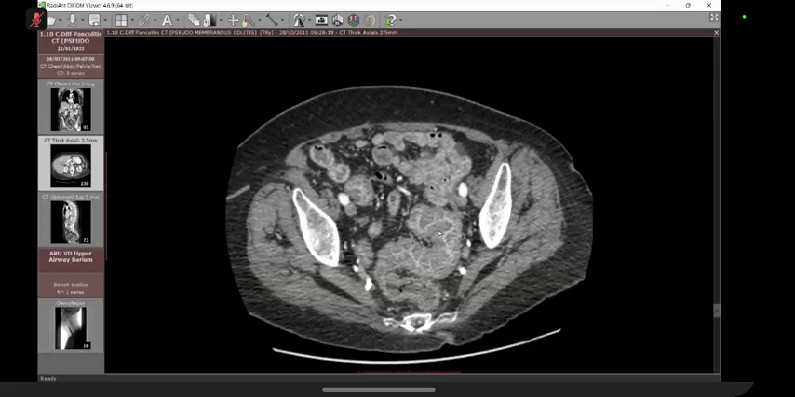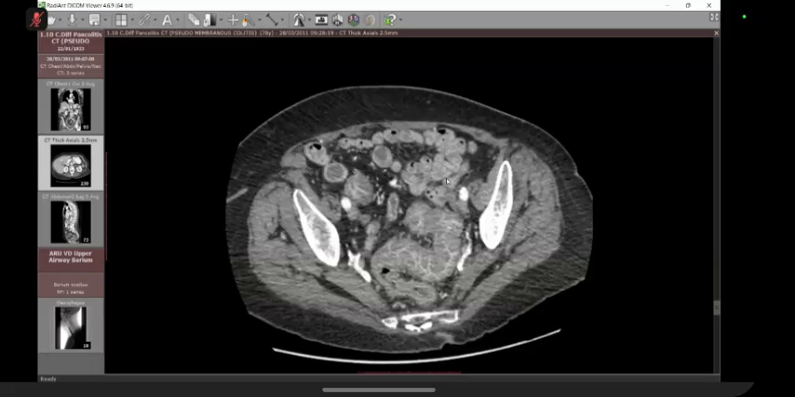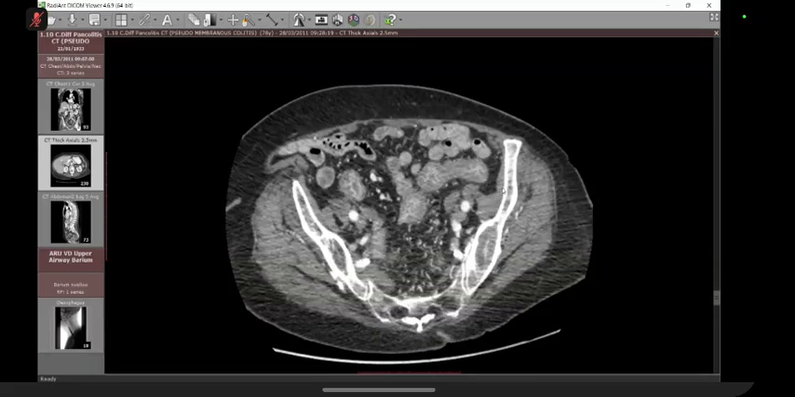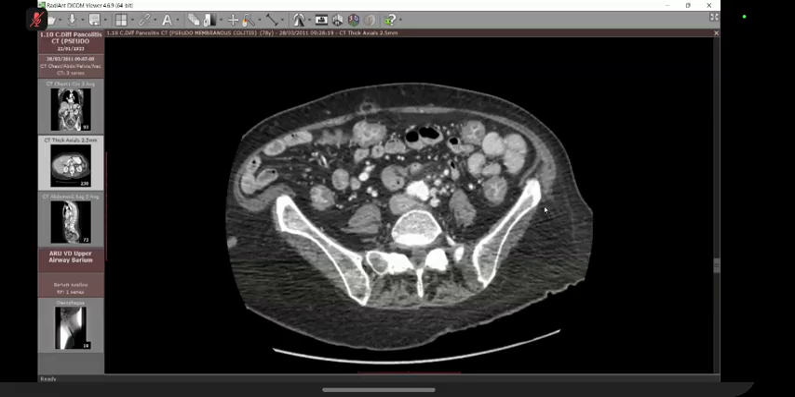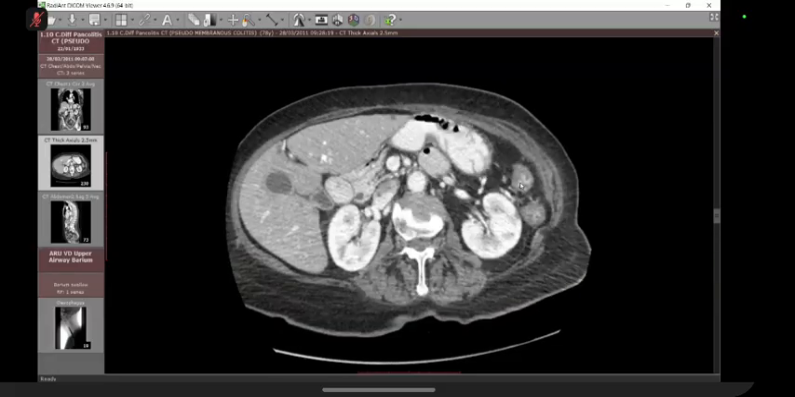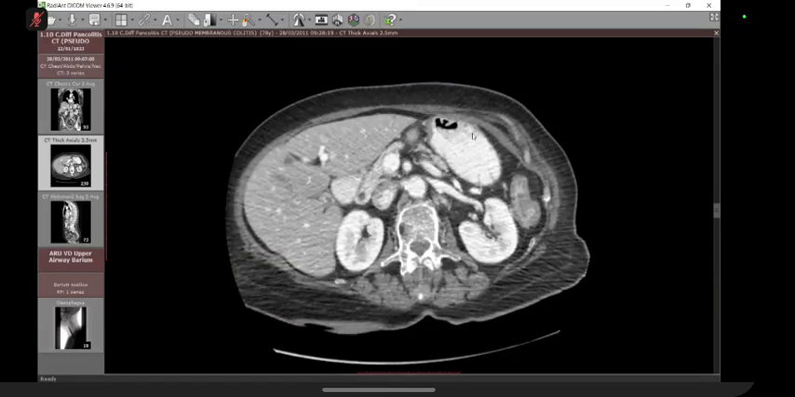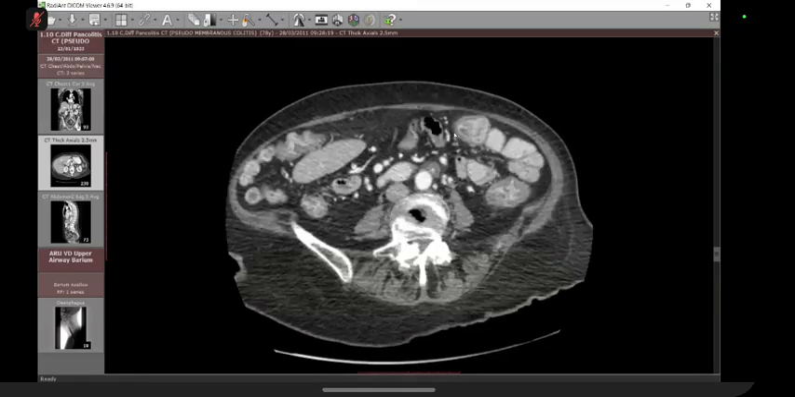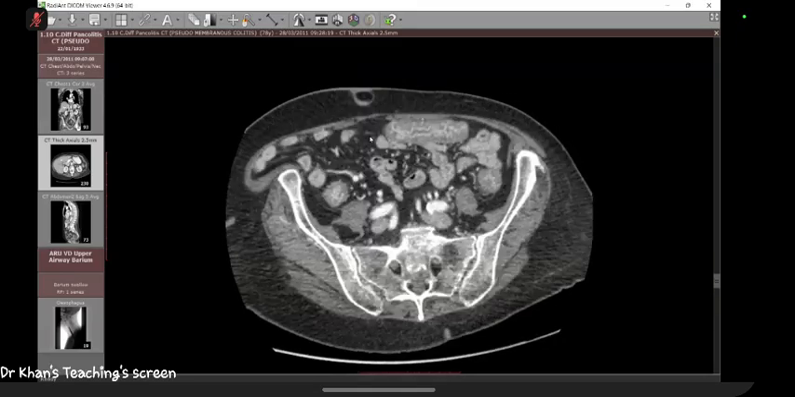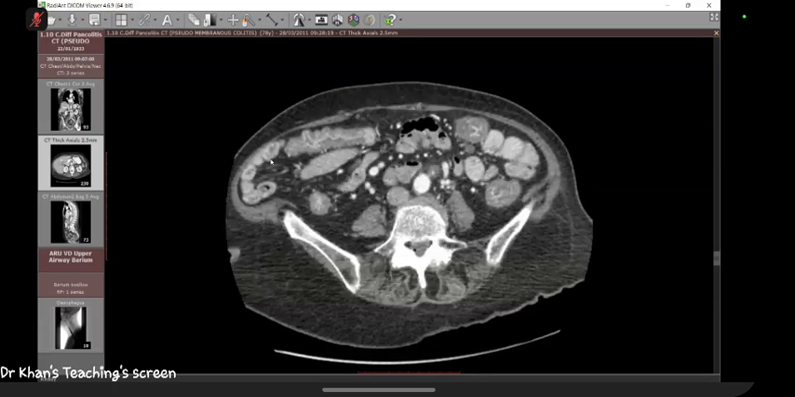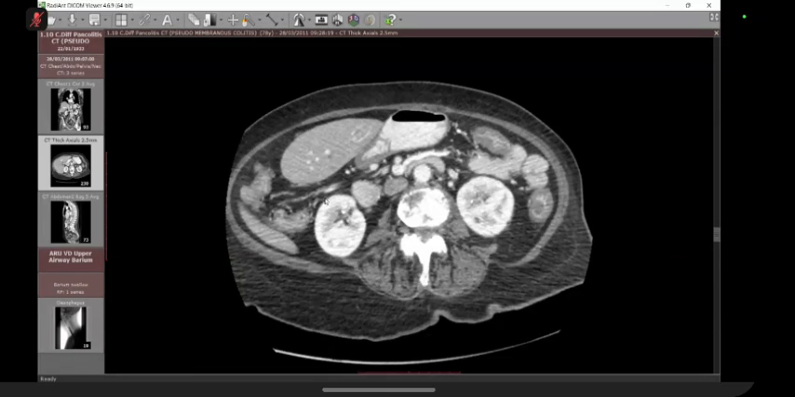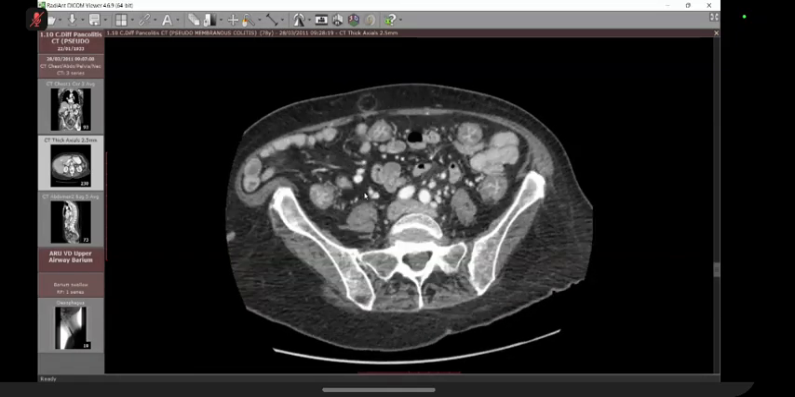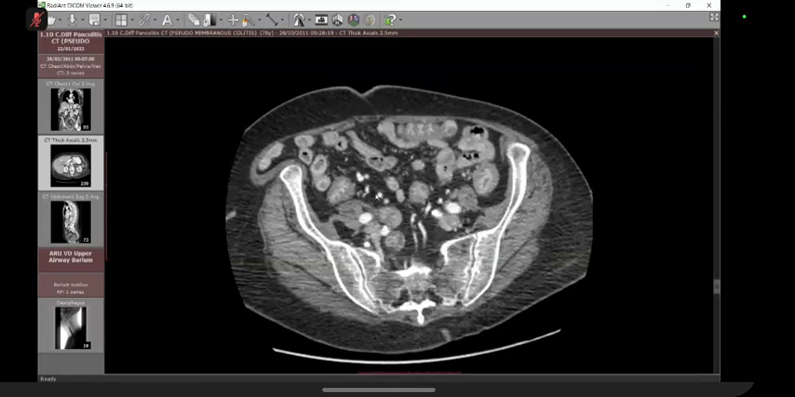If you see here, this is the sigmoid colon. It goes here, still normal or abnormal? So the sigmoid is abnormal. Now I'm in the descending colon. Normal or abnormal? Abnormal. Now I'm heading to the splenic flexure. Normal or abnormal? I am heading to the transverse colon. What do you think? Abnormal. So we are heading towards the hepatic flexure. Normal, abnormal. And then we are going into the ascending colon.